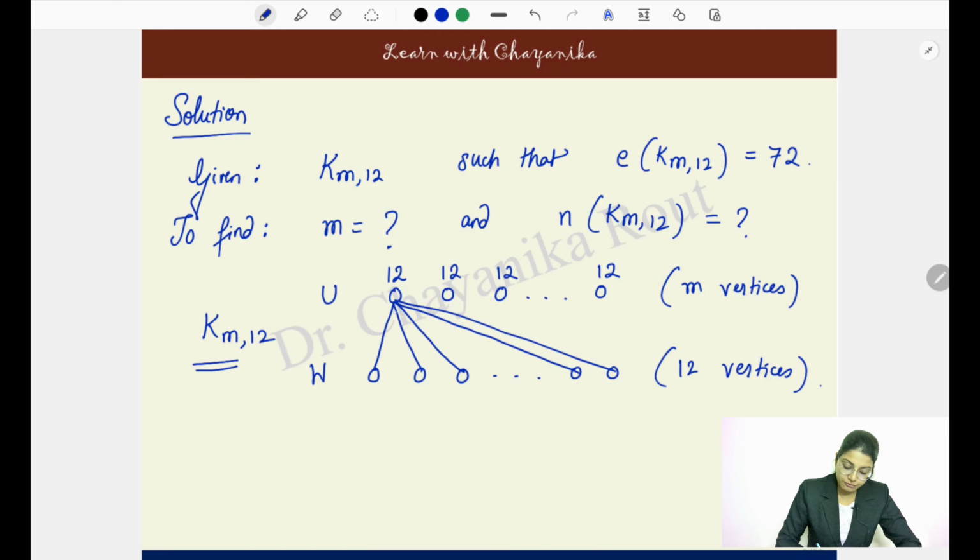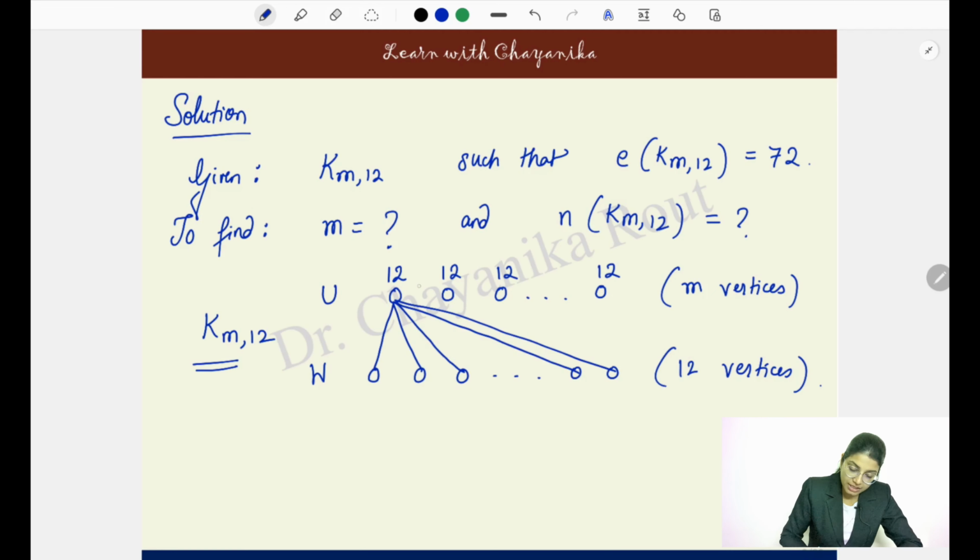And we have discussed in the previous lecture that we can find out the size of any bipartite graph, be it complete or not, by summing up the degrees of the vertices of any partite set. So here, for example, if we see the vertices of the partite set U, and if we sum up the degrees of all these vertices of the partite set U, we will get the size of this bipartite graph.